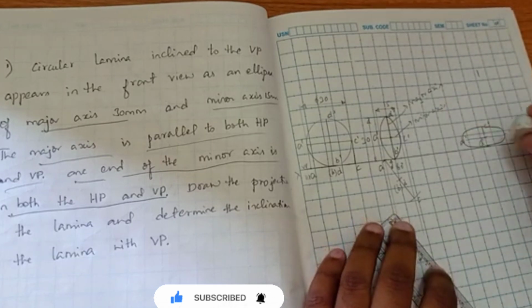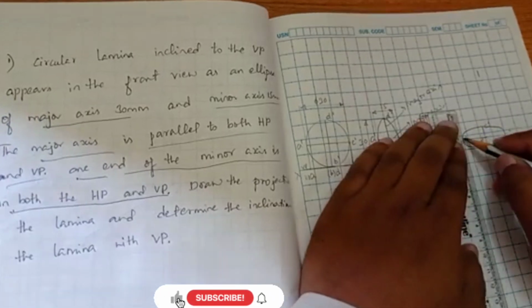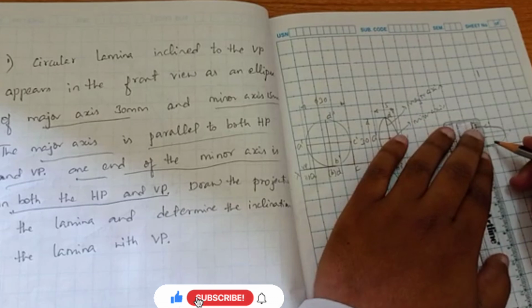So this is what we complete the third position. Now final position, it is just extending.